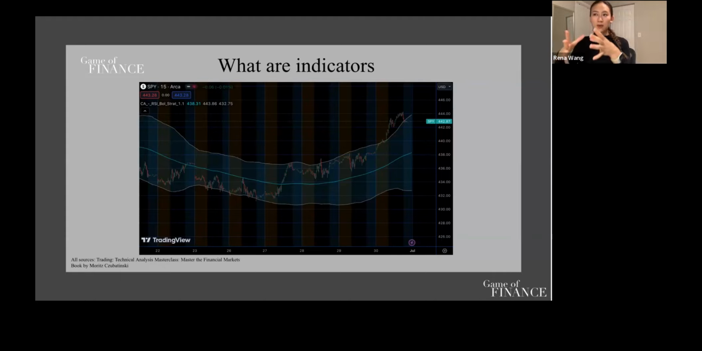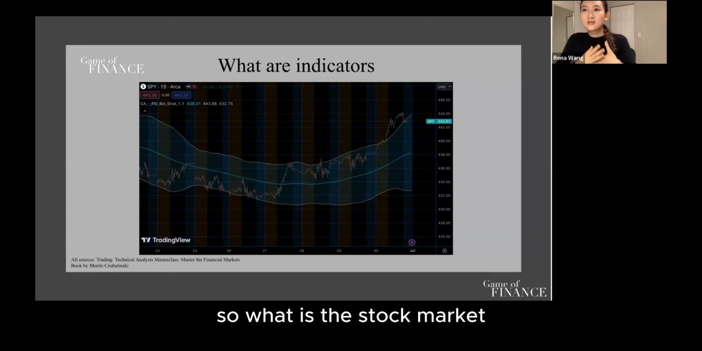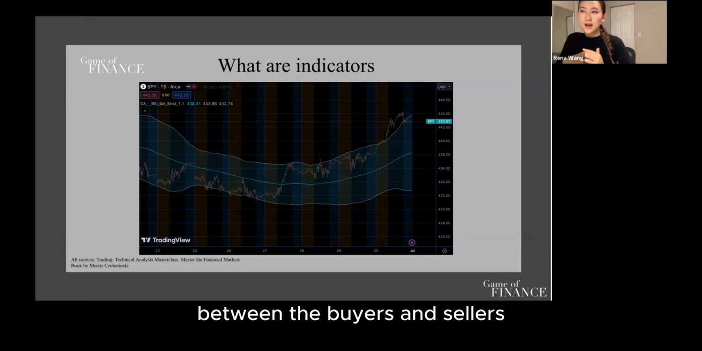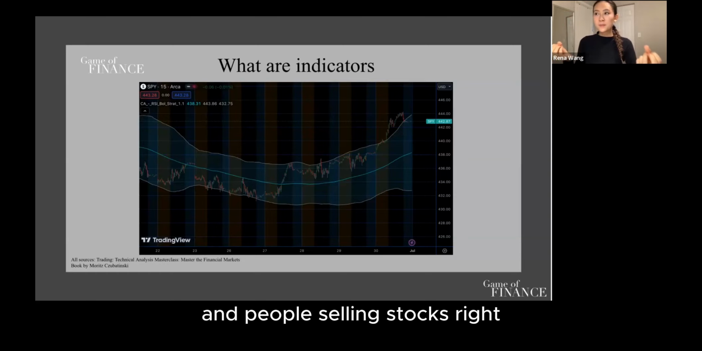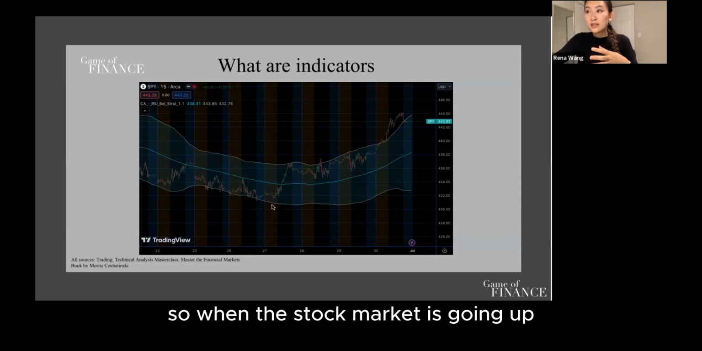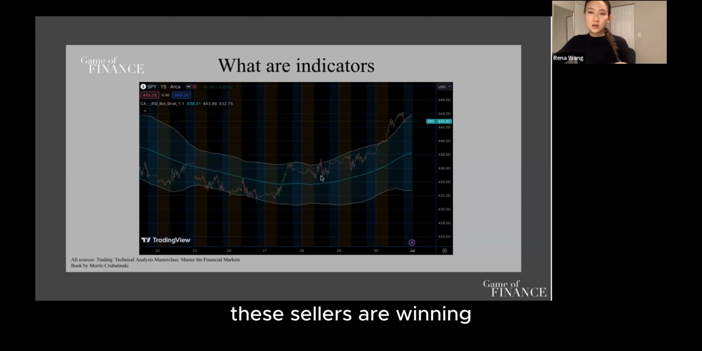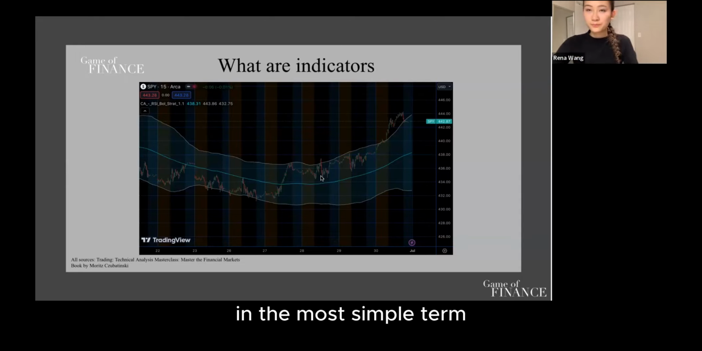Now, let's look at the stock market from a very simple point of view. What is the stock market? Let's treat it as a battlefield between the buyers and sellers. We have people buying stocks and people selling stocks, right? And in the stock market, it's basically a battle. When the stock market is going up, the buyers are winning. When it's going down, the sellers are winning. So let's look at it as a battle in the most simple terms.